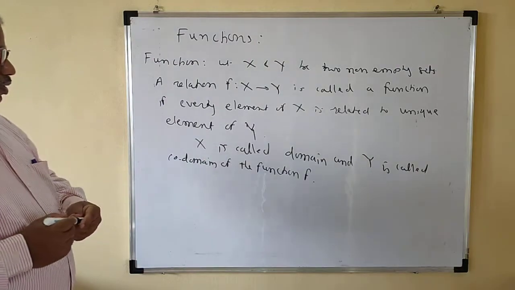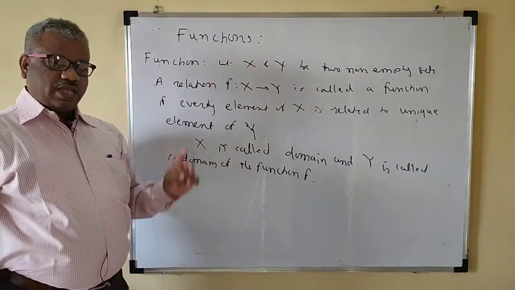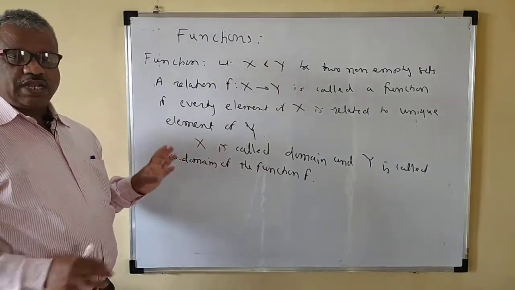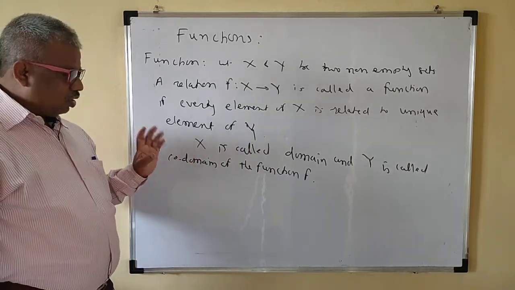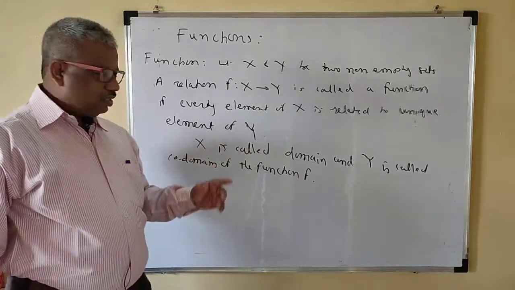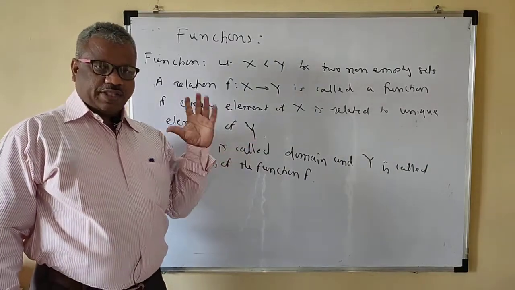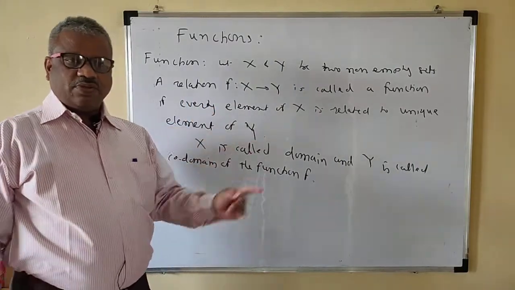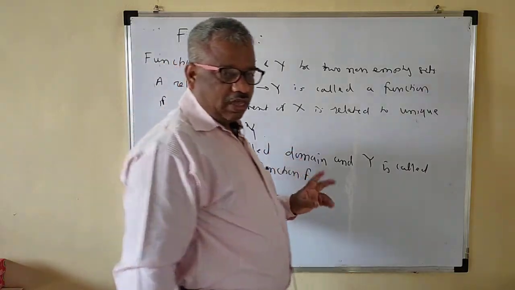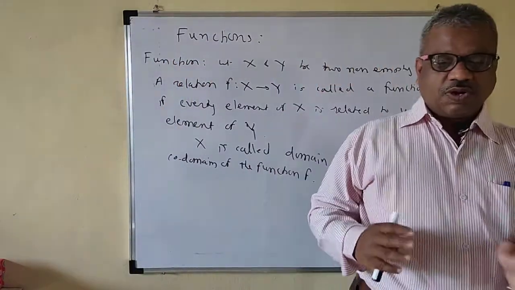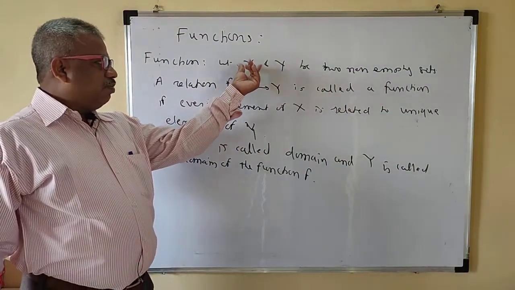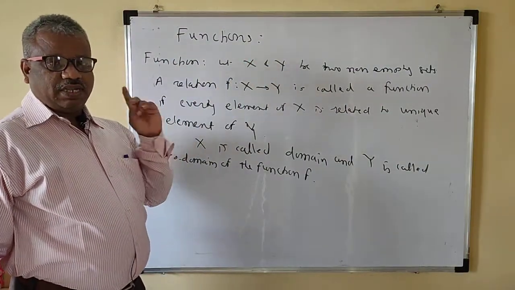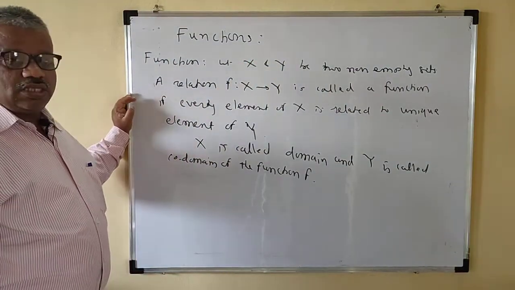X is called the domain, and the domain is very important. The domain decides whether that relation is a function or not. The types of functions depend on the codomain, so the codomain will decide the type of the function.